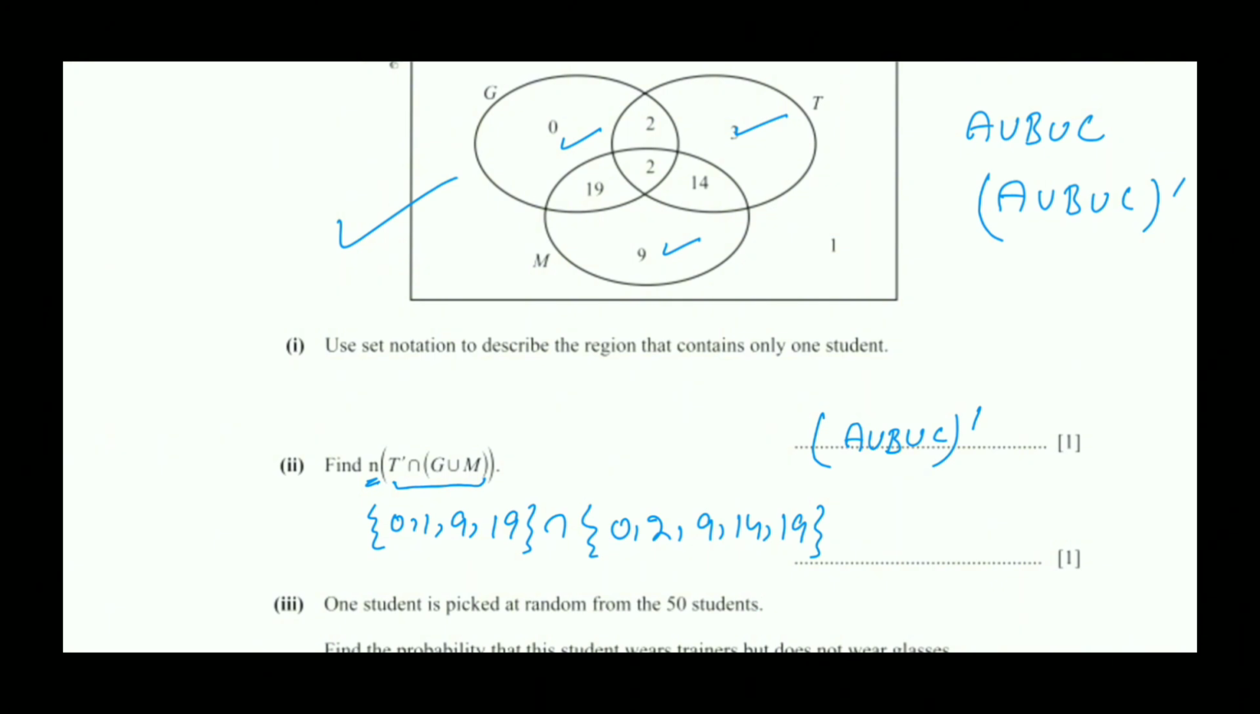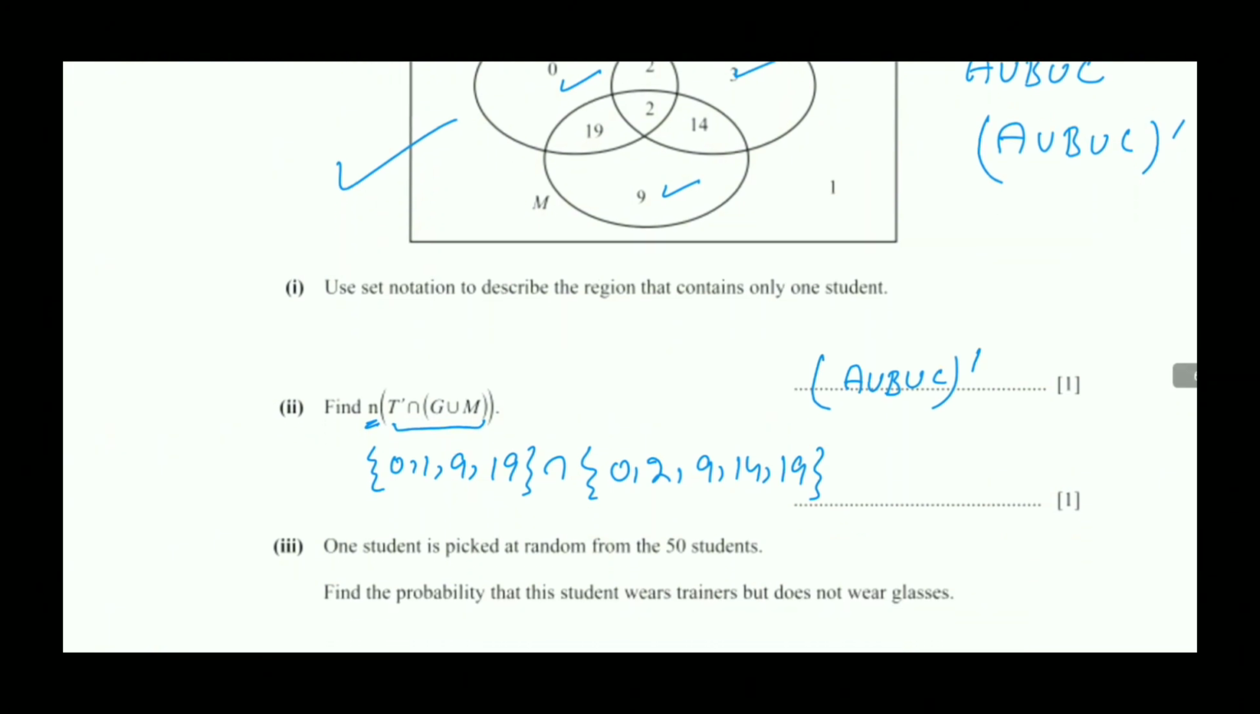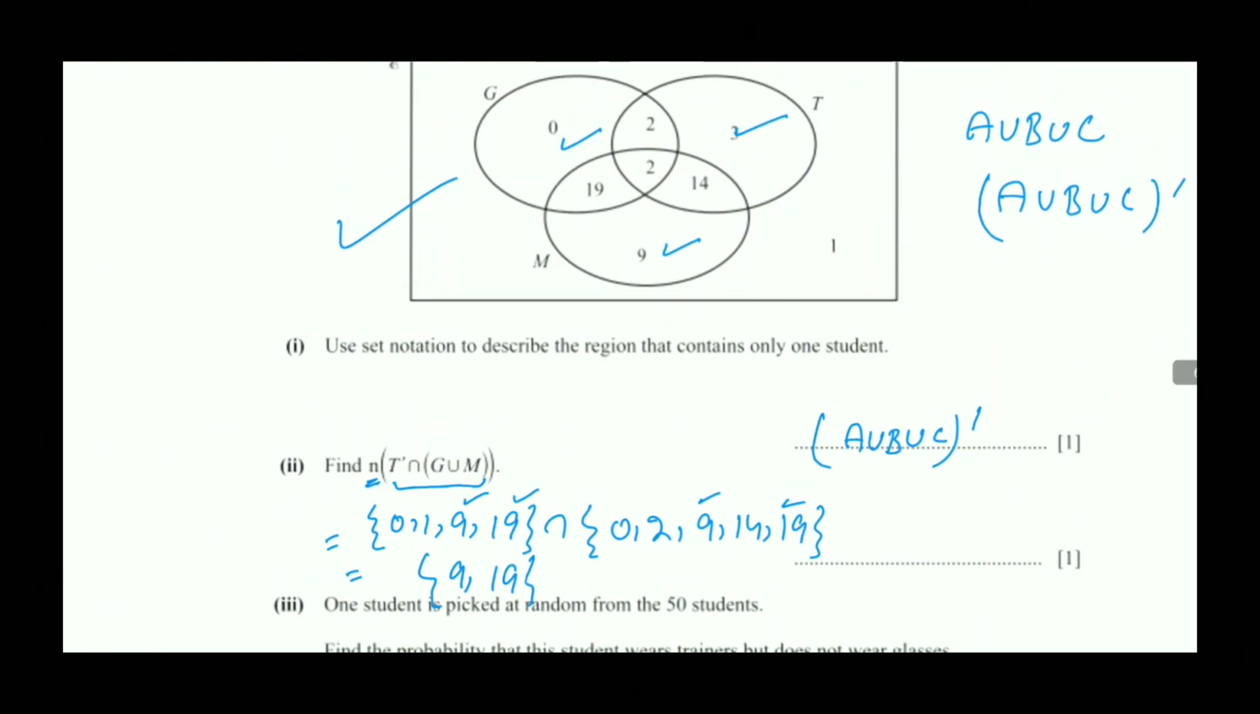So 2 will be written once, as you know that no number will be repeated in sets in union and intersection. So now what we will do, intersection means what are common? Common are 9 and 19. 9 and 19 will be written. But as I told you, if numbers are mentioned in the Venn diagram, you have to add them. So here 9 and 19 will be added. So 9 plus 19 is equal to 28.